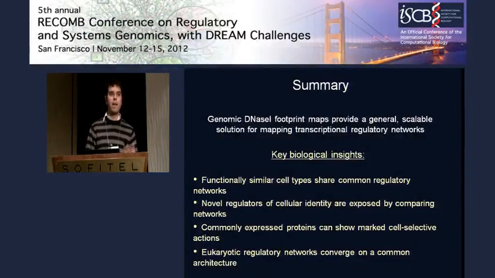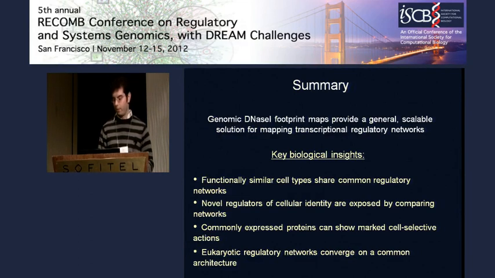So with that, I think the major point I'd like you to take away is the fact that we can utilize these genomic DNase 1 footprint maps to provide a general scalable solution for mapping transcriptional regulatory networks that can be applied across multiple different cell types and species. And that usually using these maps, you can really gain insight into the underlying biology.